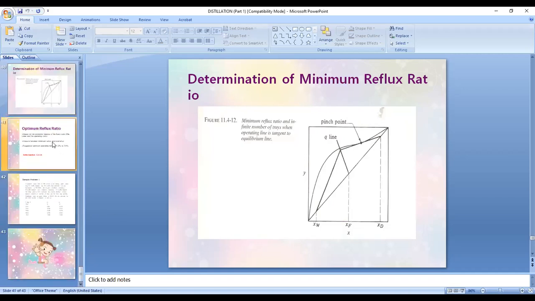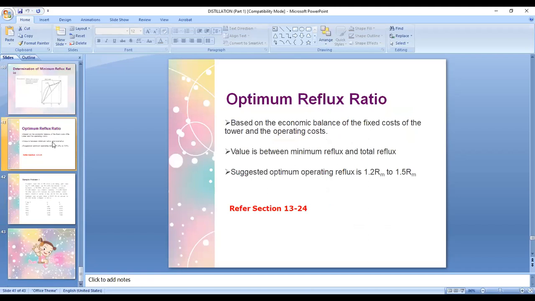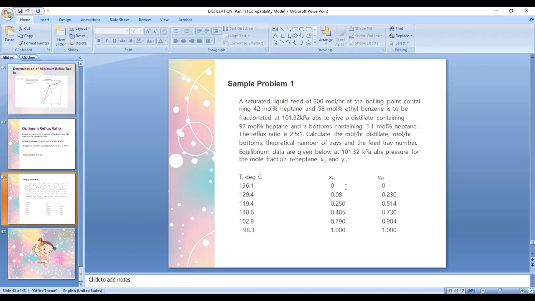As to the optimum reflux ratio, this is based on the economic balance of the fixed cost of the tower and the operating cost. If you want to determine the optimum reflux ratio, determine the minimum reflux ratio and multiply it by 1.5. That is already your optimum reflux ratio. And this is the problem that is solved, but it will be discussed in the next slide.